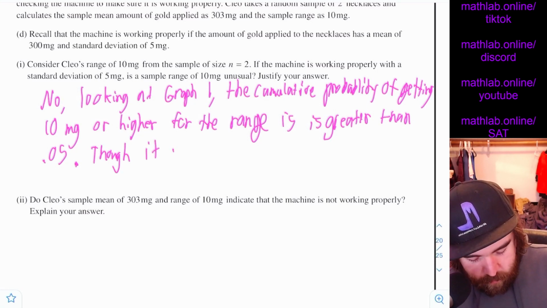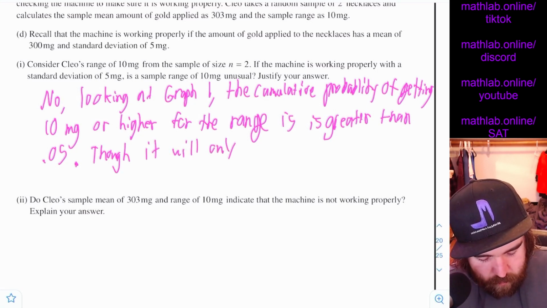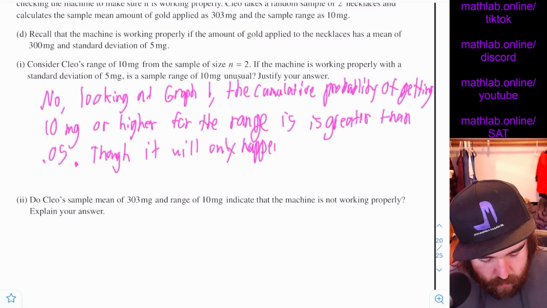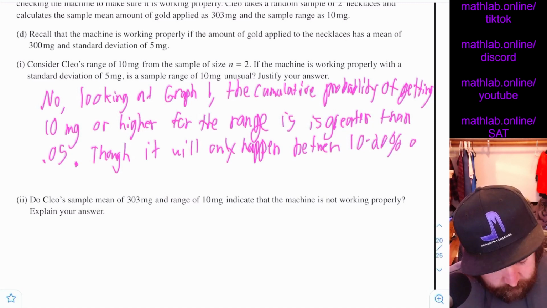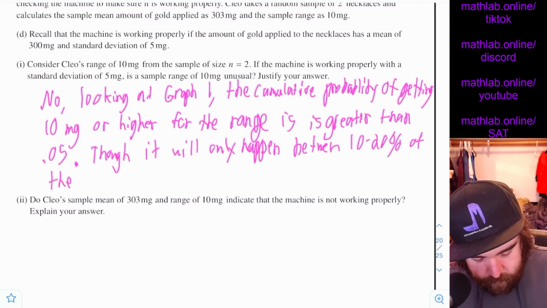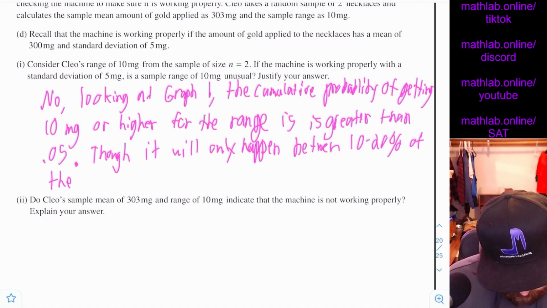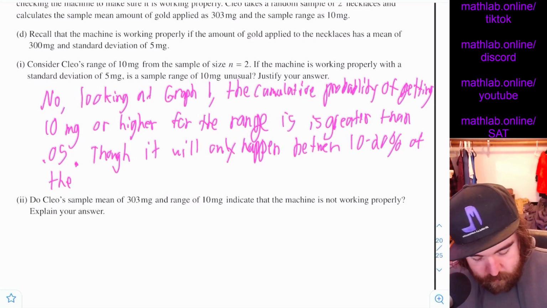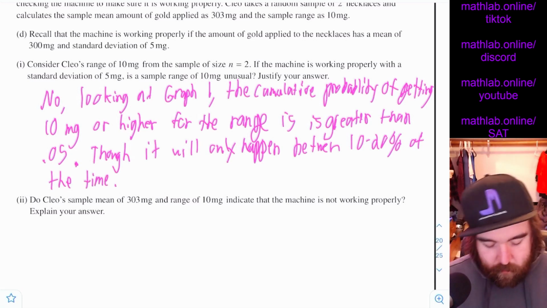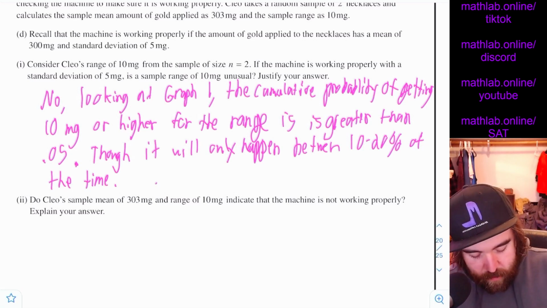Though it will only happen between 10 and 20% of the time. Yeah, 0.04 plus 0.02 plus 0.02 plus 0.02.